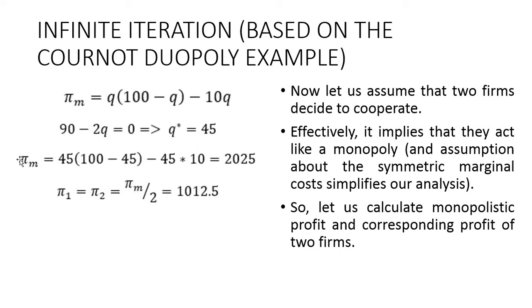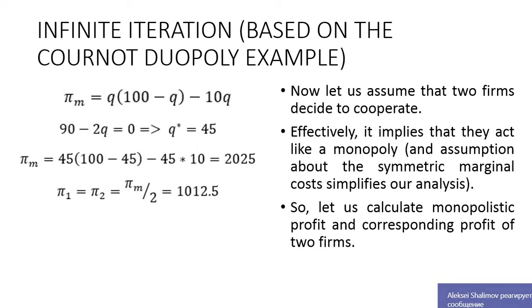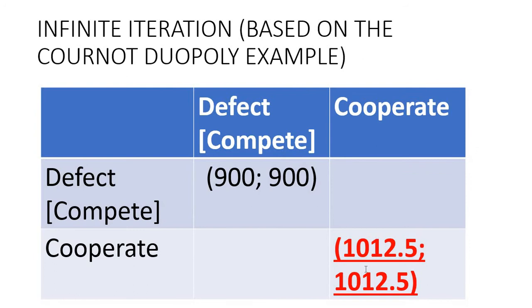So the corresponding level of profit is 2025. And if we assume that two firms will split this profit equally, which makes sense, taking into account that they have symmetrical costs, each firm will get 1012.5 units of profit. Probably dollars, but for some reason I did not specify the units here. Okay, so if two firms decide to cooperate, then each firm will get 1012.5.